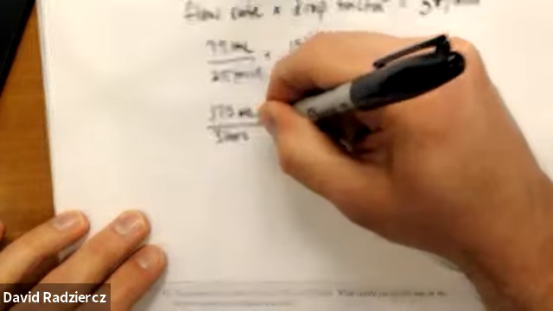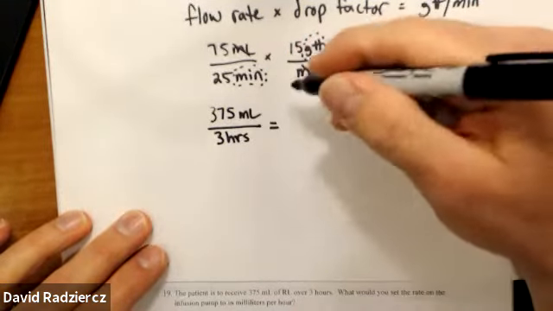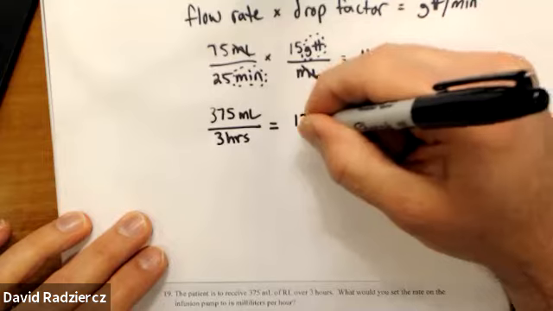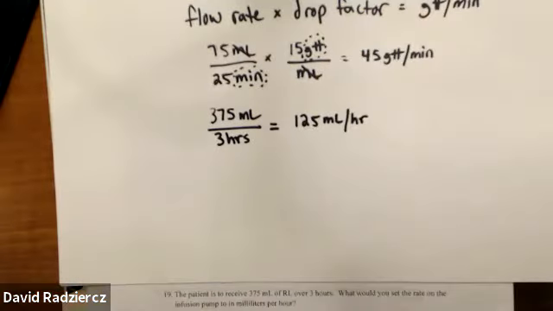So all you're going to do is reduce to your milliliters per hour. So 3 goes into 375, 125 milliliters per hour. So technically there's no math involved with this question. It's just reducing from milliliters per 3 hours to milliliters per hour. Okay. And all I did was 375 divided by 3. So I guess there is some math there.